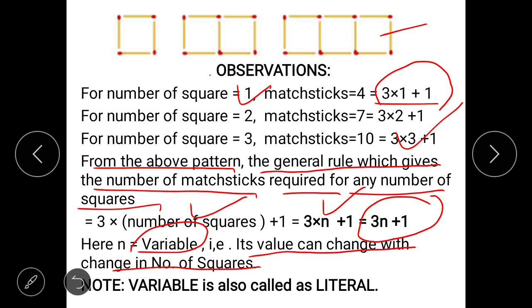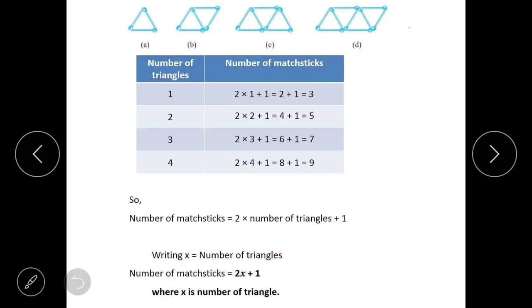You will also note it down that a variable is also called a literal. In mathematics we call a variable a literal also. So this was the concept of variable, to form a general rule using the concept of variable. So here is another case of a mastic pattern.